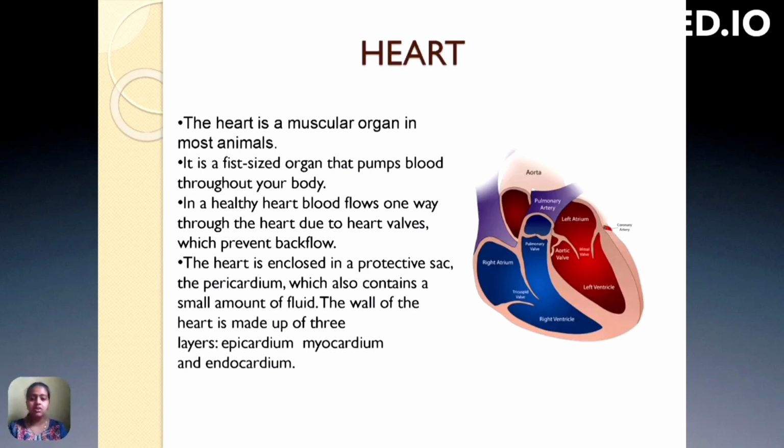lungs. In humans, the heart is divided into four chambers: upper left and right atria and lower left and right ventricles. In a healthy heart, blood flows one way through the heart due to heart valves, which prevents backflow. The heart is enclosed in a protective sac, the pericardium, which also contains a small amount of fluid. The wall of the heart is made up of three layers: epicardium, myocardium, and endocardium.